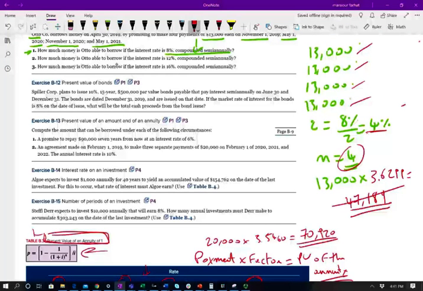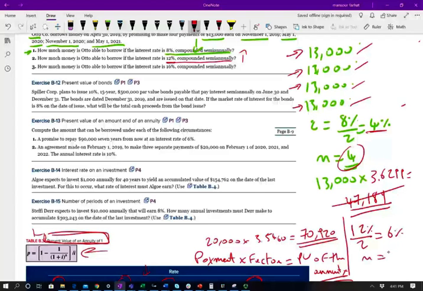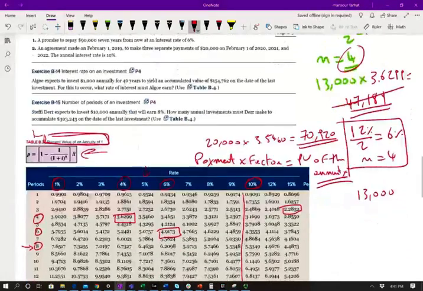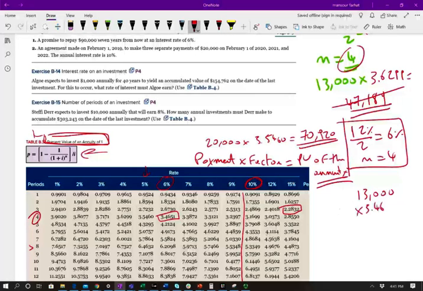Now, how much money is Otto able to borrow if the interest rate is 12% compounded semi-annually? So now the interest rate went up. Can he borrow less, or would he be able to borrow more? Well, the interest rate is higher, so he's going to be able to borrow less because the present value is going to be lower. So let me show you. Again, we're dealing with the same payment, 13,000. Now the interest rate is 12% semi-annually. You have to divide by 2, so 6% and n equal to 4. Now we have to find the factor for i equal to 6, n equal to 4, and the factor is 3.4651.